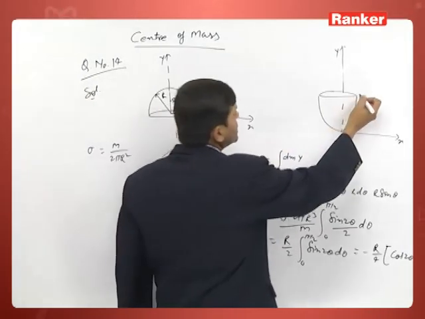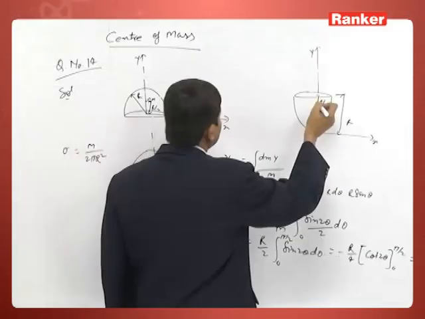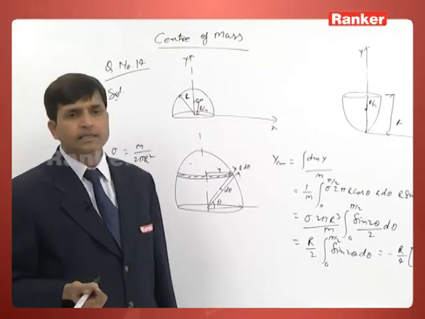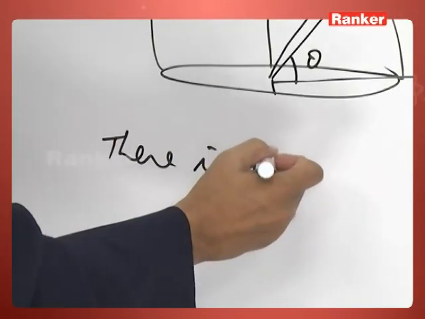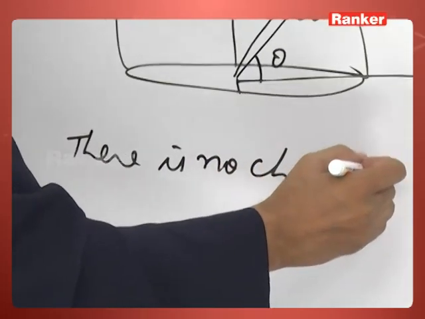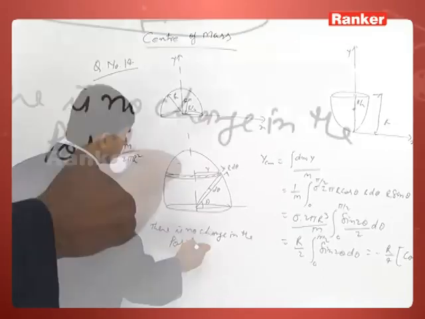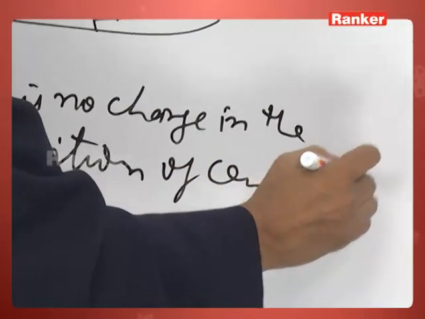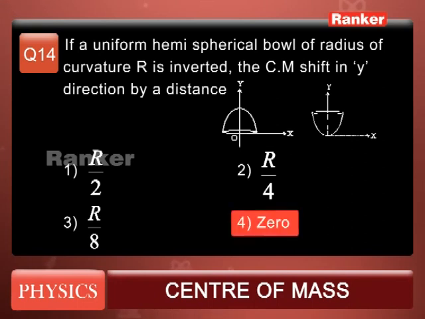Since the total is r, this is also r by 2, so this is also r by 2. It means there is no change in the position of the center of mass. So our correct option here is option number 4. Answer 4 is the correct option.